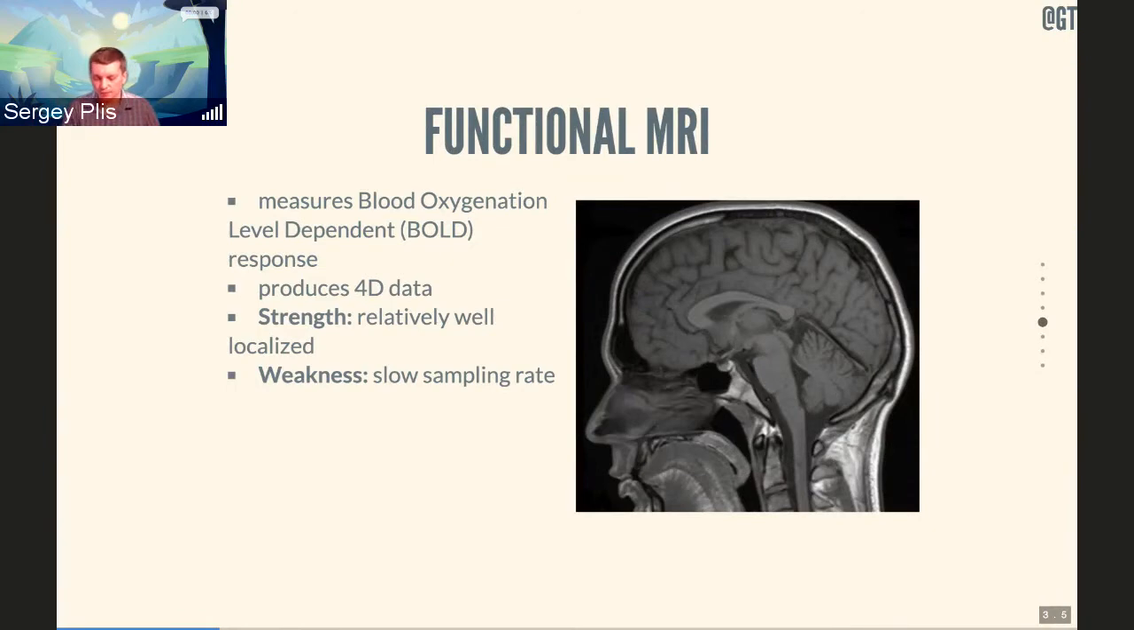Functional MRI is one modality that measures how the brain works. So the brain, well, from the name, it's brain function. It measures blood oxygenation level dependent response, produces a 4-dimensional movie, a cube changing in time. It's relatively well localized, but the sampling rate is low, and actually, because it measures metabolic activity, even if the sampling rate is high, still it's very blurry. The changes are not as quick.